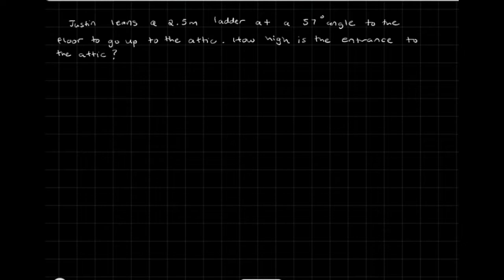Okay, let's apply some of this trig knowledge that we've learned, and let's apply this to some real-world problems. Right? So here we have a problem-solving question. Justin leans a 2.5 meter ladder at a 57-degree angle to the floor to go up to the attic. How high is the entrance to the attic? Okay, so these word problems are really key, and the best way to do these word problems, I would really advise you guys to kind of draw out some diagrams.